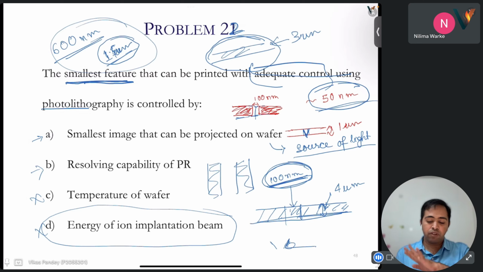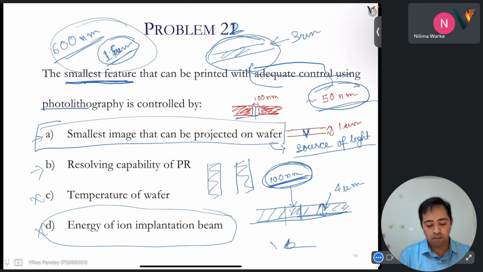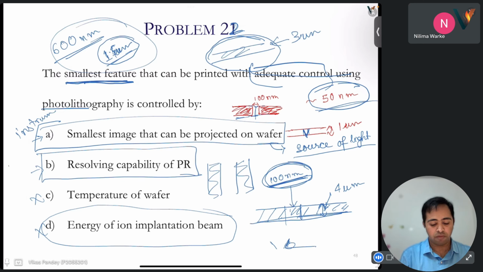So whenever we are going for PR, for photolithography, we have to take care of these things also. What is the minimum I can get? This will depend on the type of instrument or the source you are using, and it will depend on the PR you are using. So you have to take care of both these things. Getting it?